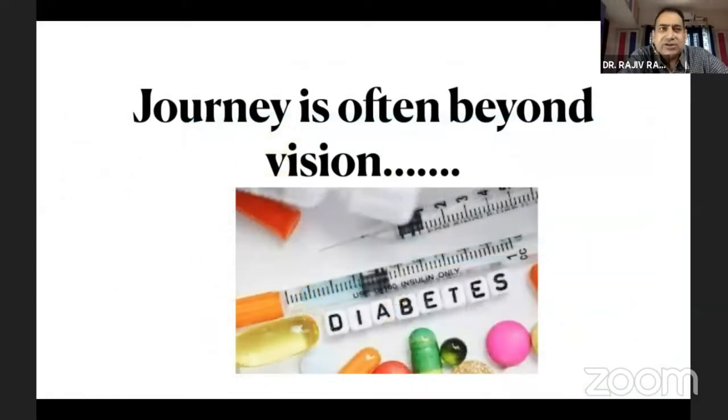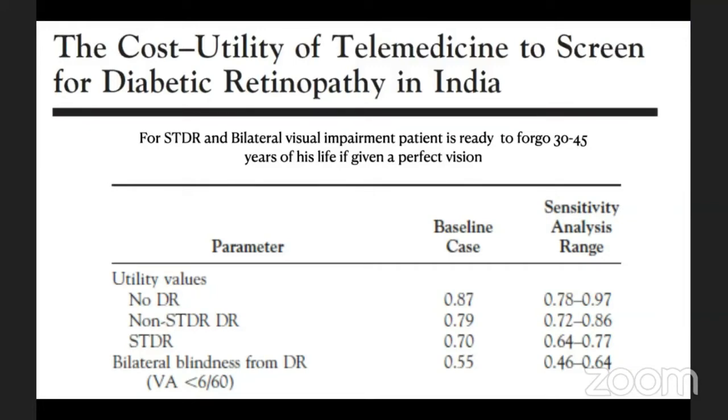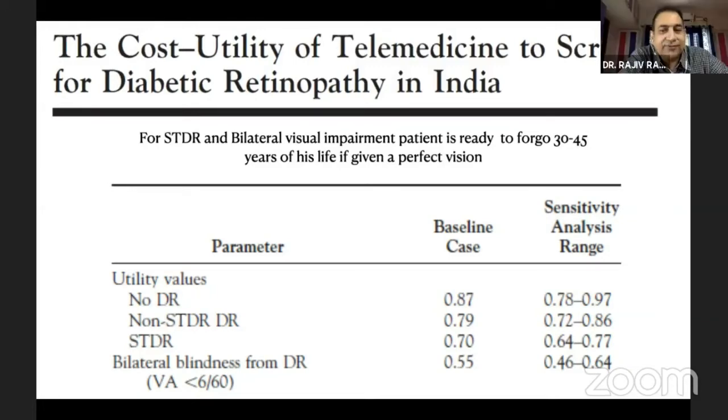So that's the journey which they start with. And the journey is often beyond vision. It's not only the eye. And this was one of our studies. We did what is called a cost utility evaluation. Basically, it is how many years of life they are ready to give for a perfect vision. And for diabetic retinopathy, they are ready to forego nearly 30 to 40 years of their life. That means it is so important for the patient.